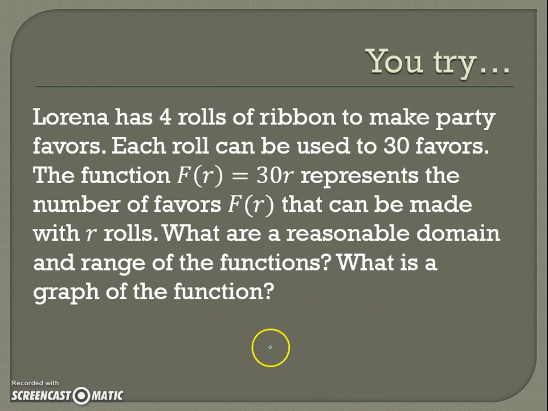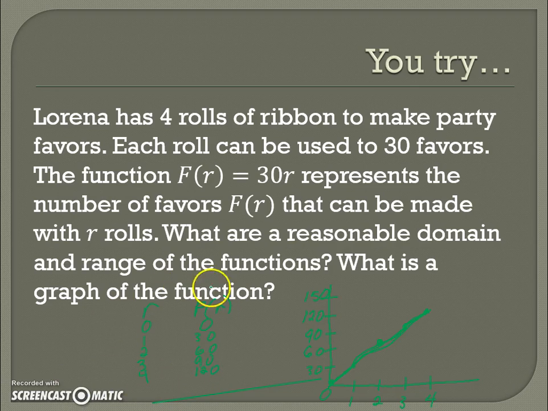Here's one for you to try. Go ahead and pause and give this one a go. And the answer will be up in 3, 2, 1. All right, there you go. There is the domain and then a range. Those are all reasonable. You can't have more than 4 rolls of ribbon. That's all she has. And then here is the graph.